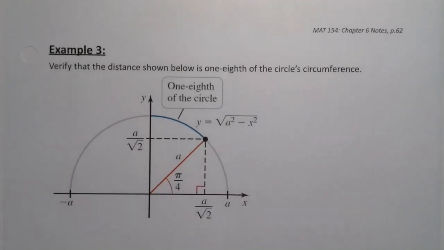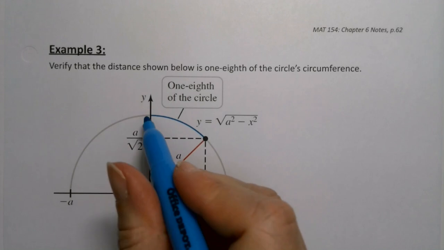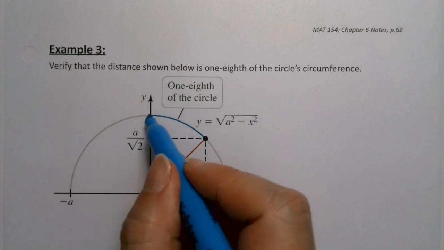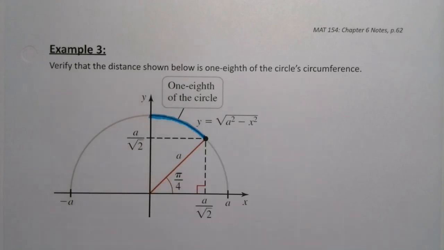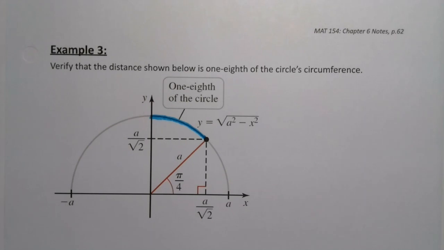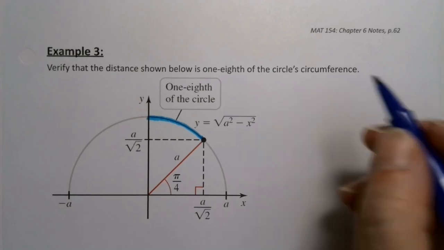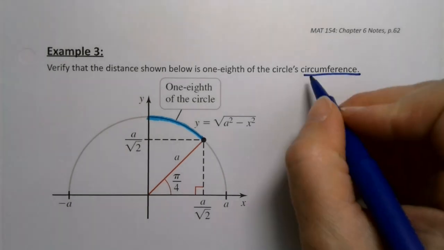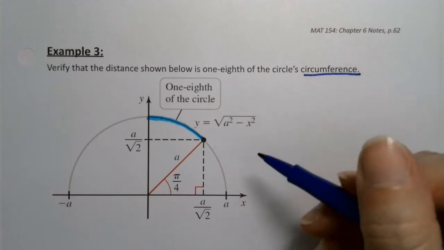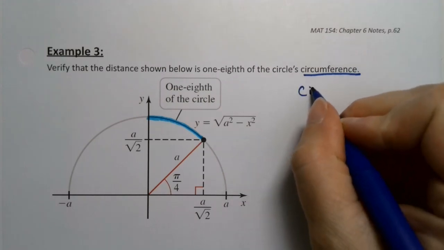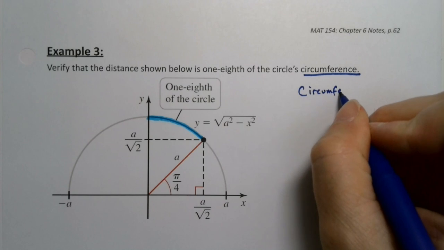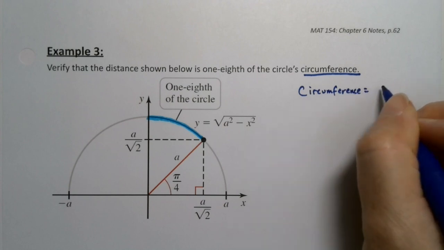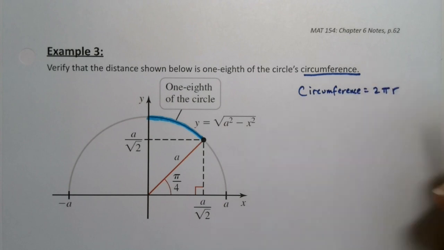All right, so we want to verify that the distance shown here in this arc, which is 1/8 of the circle, is 1/8 of the circle's circumference. So that's what we want to verify. I mean, we kind of know it logically, but we want to prove it. All right, so first of all, let's talk about circumference. The circumference of a circle is the distance around the circle. So circumference is 2 pi r. That's the formula for it.